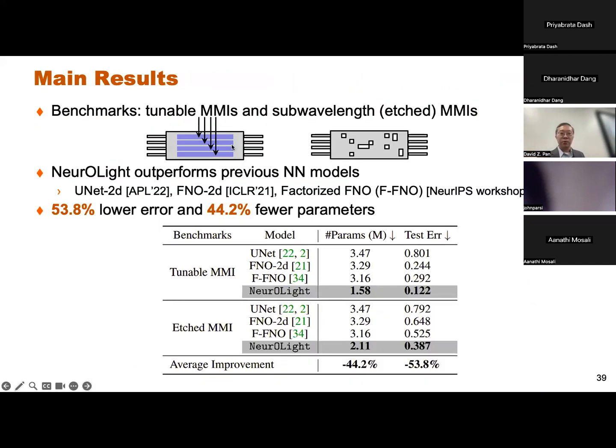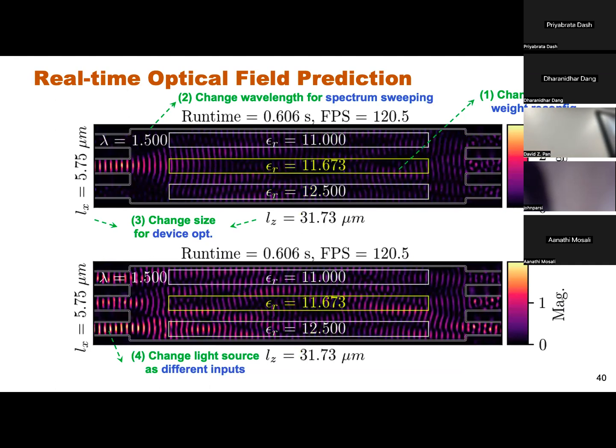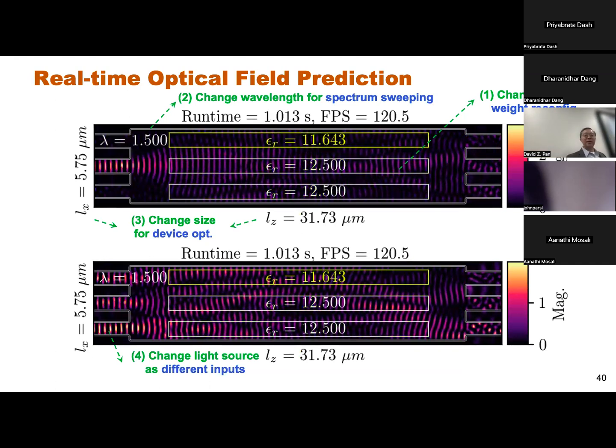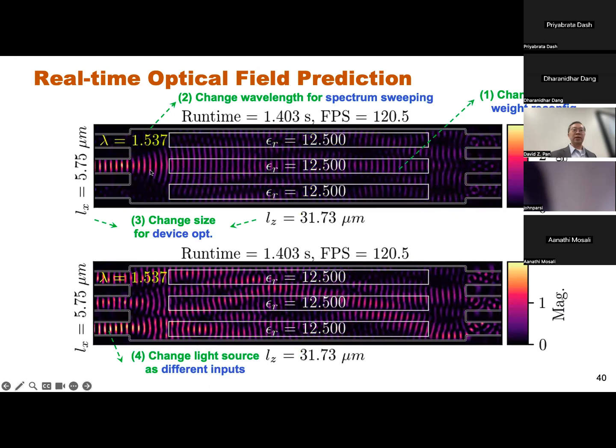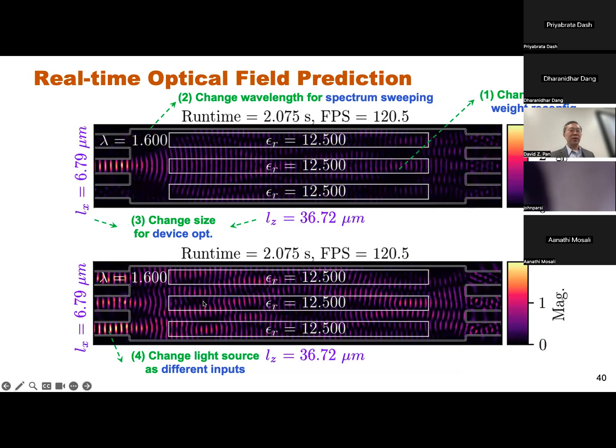People have previously tried some of these, but compared with those previous models, we can get much lower error and much fewer parameters, and so on. So we can do it in real time. I know you probably cannot see it well, but it's really fast, and we can do real-time optical field prediction. Anytime you change some parameters, you can see the waveform.